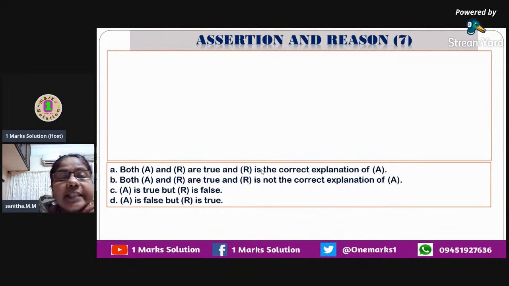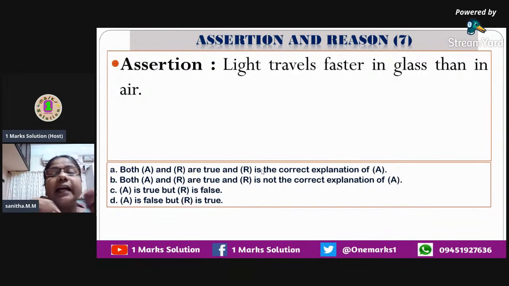Now we can go for the seventh one. Light travels faster in glass than in air. You know that optical density is entirely different from mass density. If density increases, optical density increases, and refractive index also increases. So what will happen to the speed? Speed will be reduced.